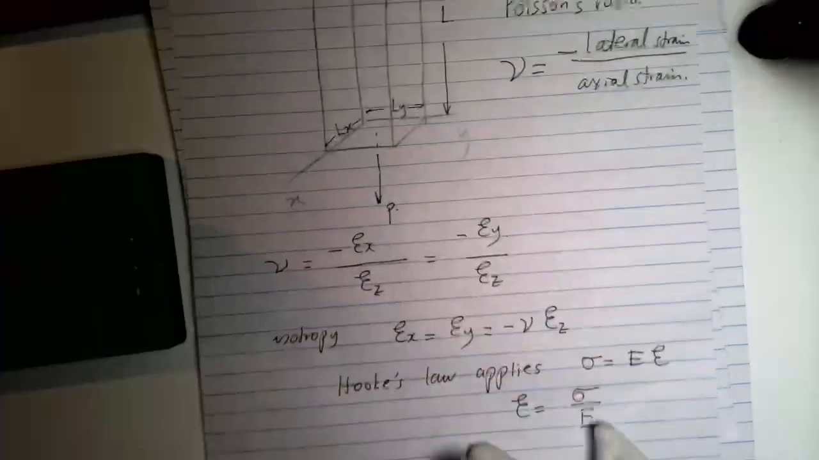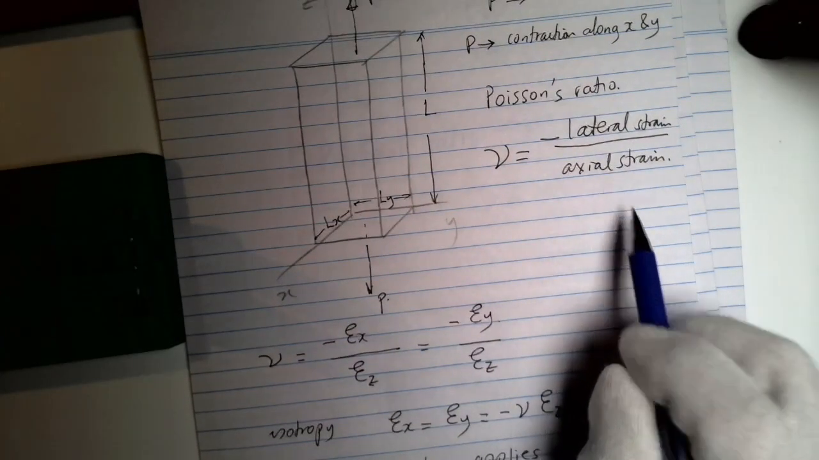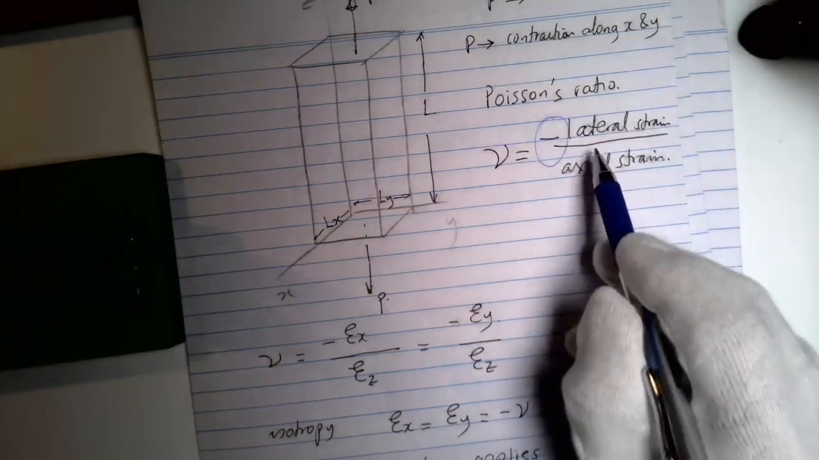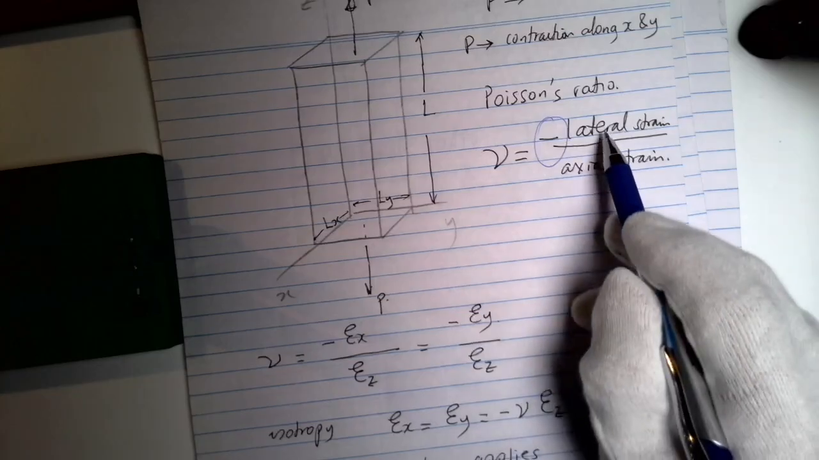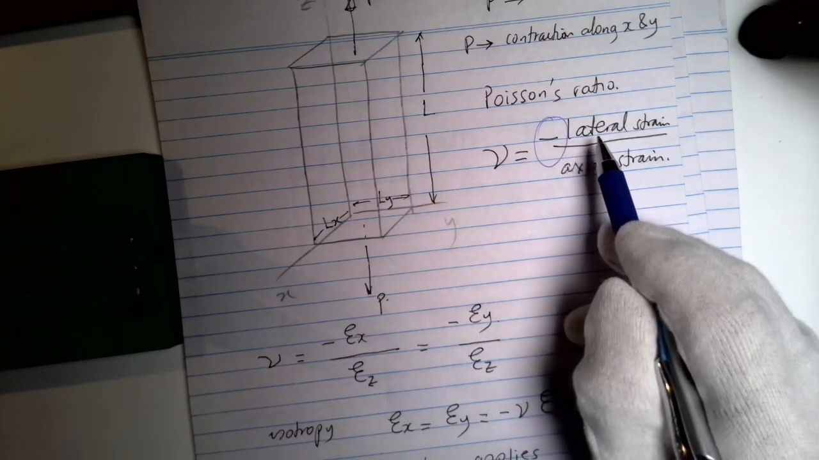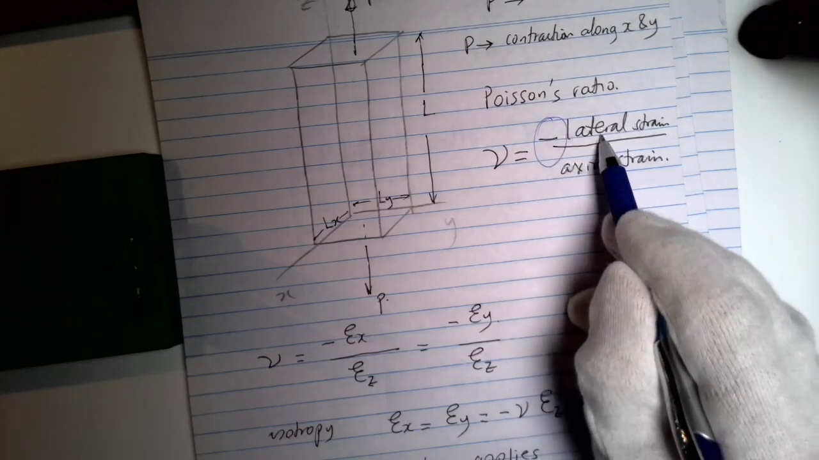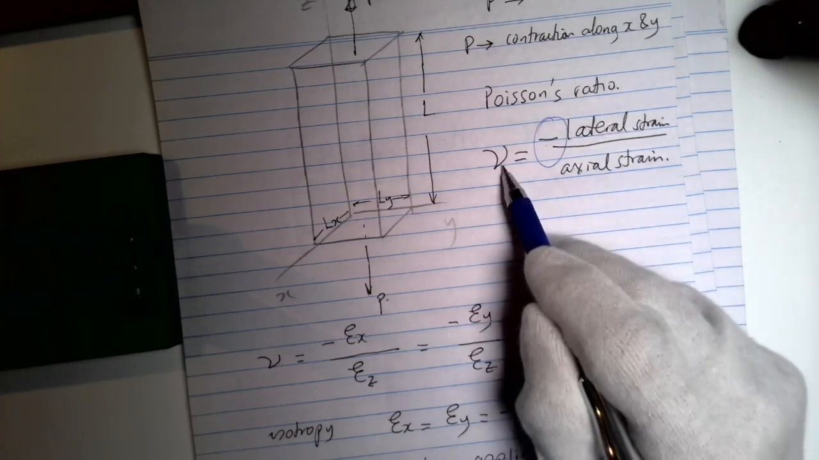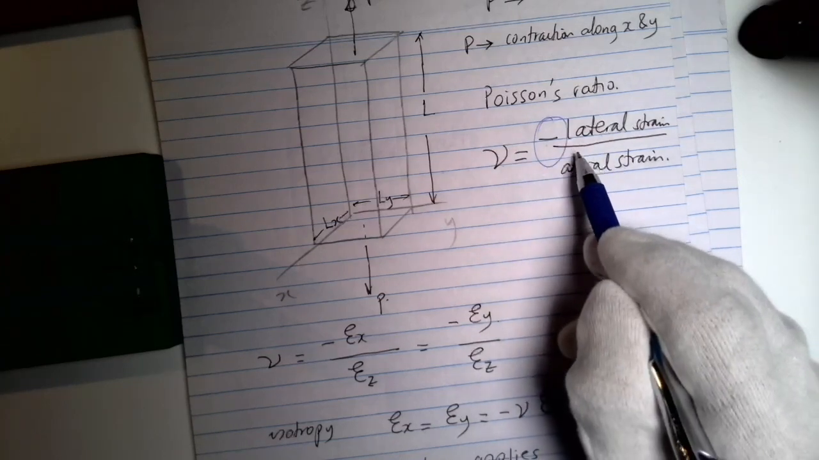Also, I must mention that in the formula we say minus lateral strain divided by axial strain. Why negative? Because lateral strain, as I said, is contraction. That is a negative strain. So negative, negative makes positive, and we get a positive Poisson ratio by putting a negative here.